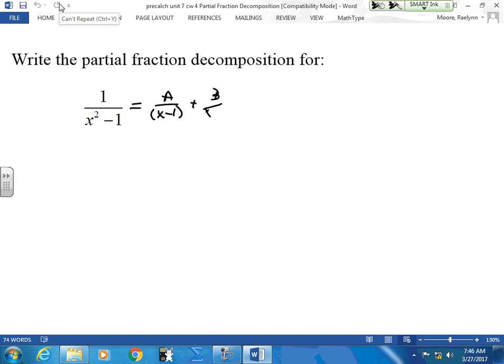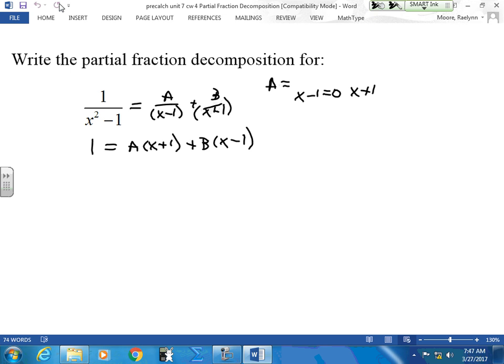Okay. So we multiply out. We get rid of this guy. And so we get A times x plus 1 plus B times x minus 1. We get that? All right. What is A and B that we're plugging in? When it's 1 and negative 1? Okay, so for A and B, we're going to plug in x minus 1 is equal to 0 and x plus 1 is equal to 0.